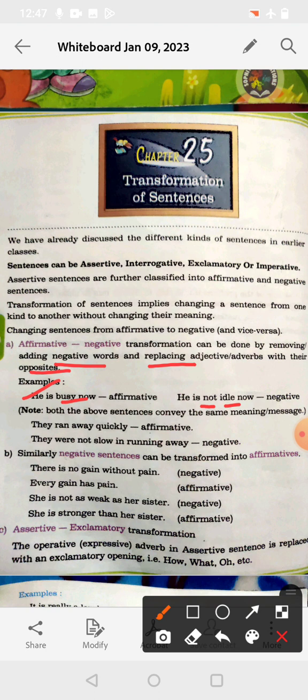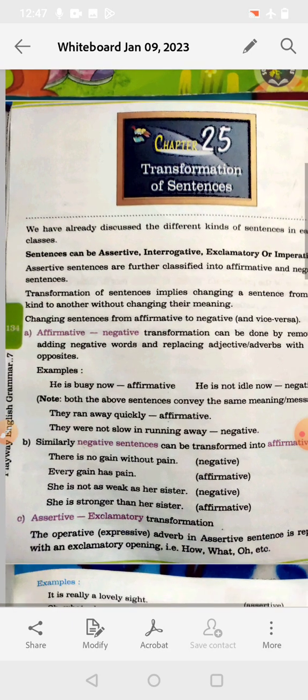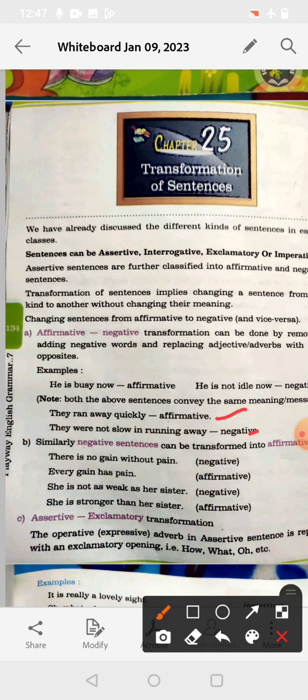Now here in these two sentences: They ran away quickly. This is an affirmative sentence, but when we change it into a negative one, it will be: They were not slow in running away. Here also you have noticed that 'not' is being used, and the opposite of quickly is slow. The meaning in both sentences is the same, but it has changed from affirmative to negative.